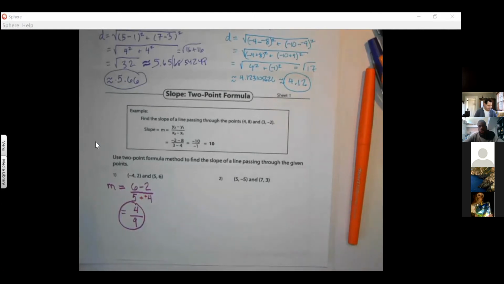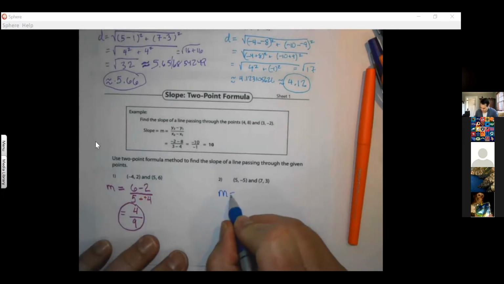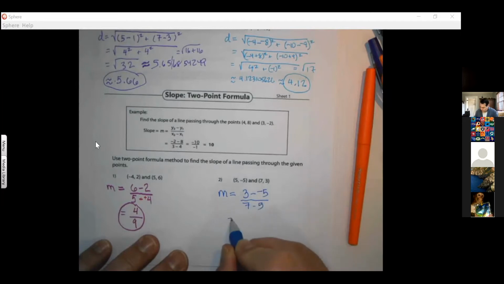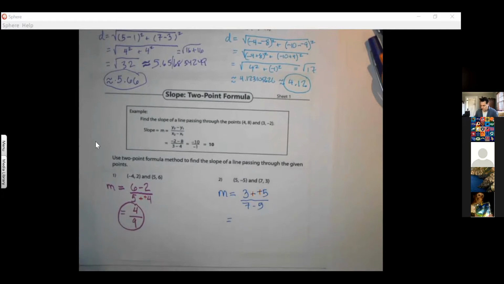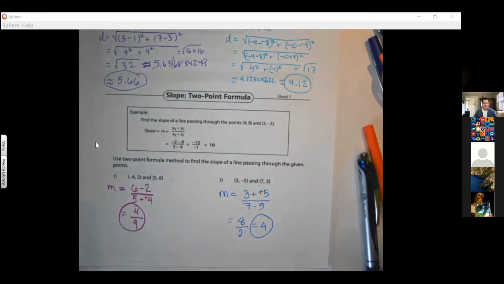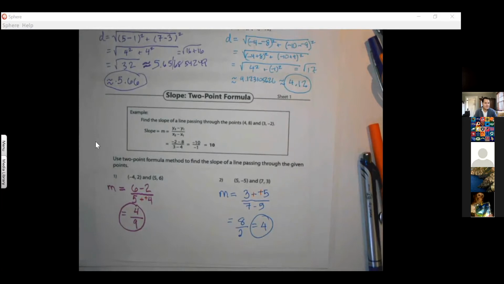Would you please do number 2 yourselves? Same way. When you're done, check your answer. See if you got a 4 also. If you left it as 8 over 2, it's okay. It's better to reduce it, but it's not the wrong value.